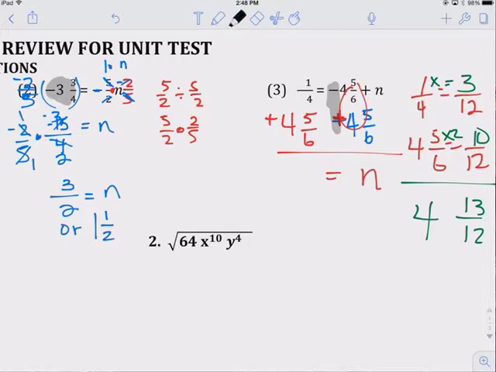Now, with a mixed number, you can't have an improper fraction. So now, 12 goes into 13 how many times? Once. It goes in one whole time with a remainder of what? With a remainder of 1. Yes, it's one whole, right?